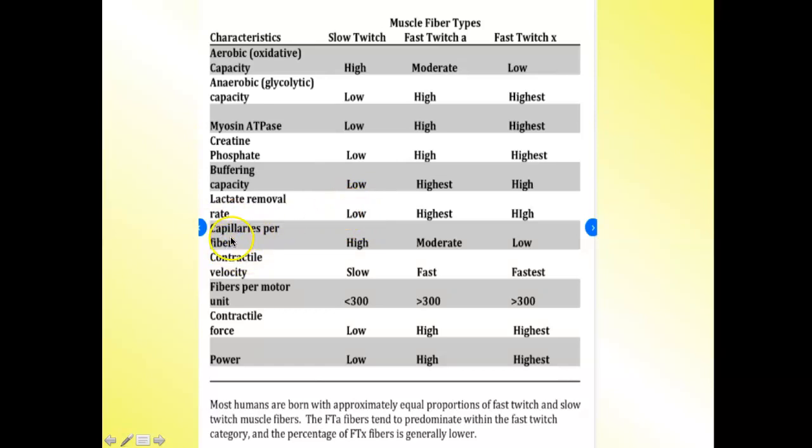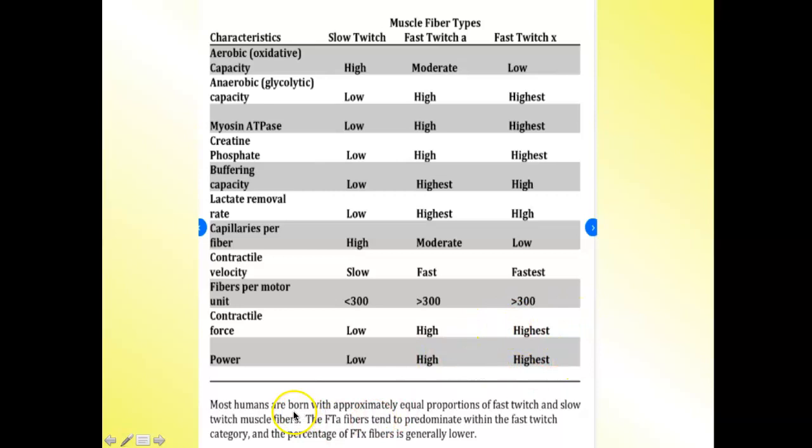I talked about the blood supply, a lot of blood supply for slow, not so much in the fast. Contractile velocity, right? So how fast do you contract? Slowly. That's why we named it slow twitch. Fast and fastest, okay? Don't worry about motor fibers per unit. The force, how much force can you generate? Slow twitch, not so much, right? This is for endurance, it's not for power. And then these two are for power. So there you go, low power, high power.